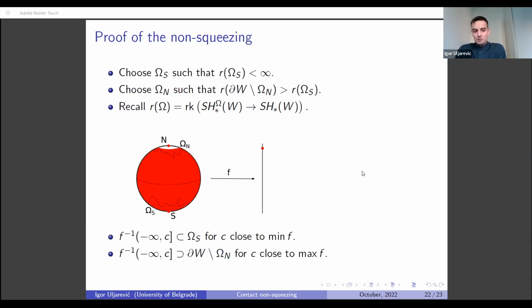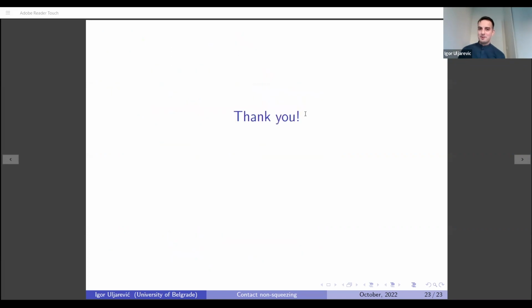And as we know from Morse theory, all these sublevel sets, when c is between the minimum and maximum of F, are actually topologically balls. And so this is the proof of the theorem. I will stop here. Thank you very much for your attention. Thank you.